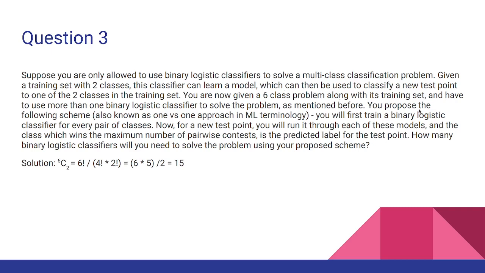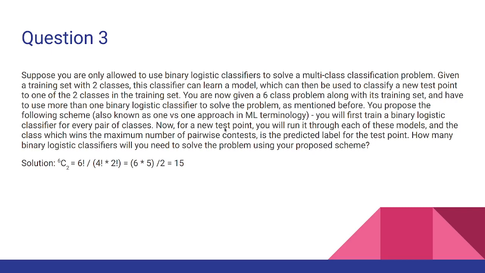Their solution is that you propose the following scheme. We will first train a binary logistic classifier for every pair of classes. Every pair of classes means for red and green you build one classifier, for red and yellow one classifier, red and blue one classifier, red and black, red and white, like that. Then again blue and white, blue and black, blue and yellow, this kind of thing. So you first train a binary logistic classifier for every pair of classes.